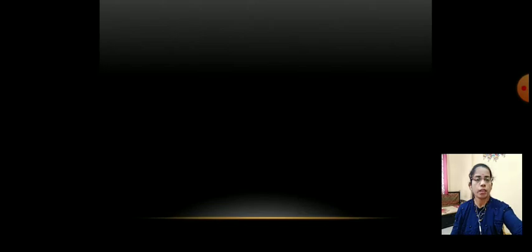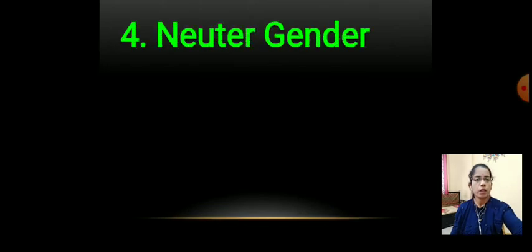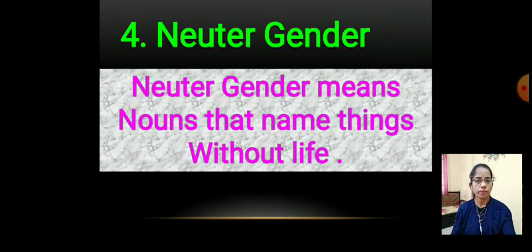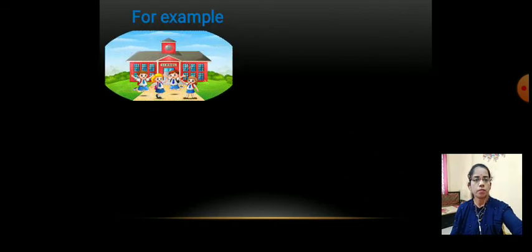Next we have to reach the last gender, neuter gender. See the definition. Neuter gender means nouns that name things without life. It means nouns that are things without life. So see the example of neuter gender. For example, school. School is a without-life noun.